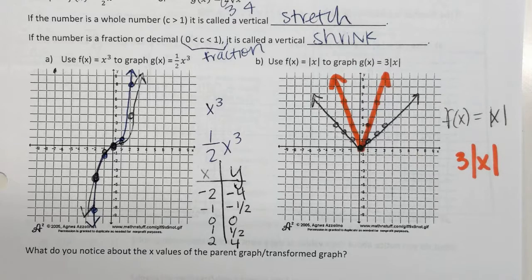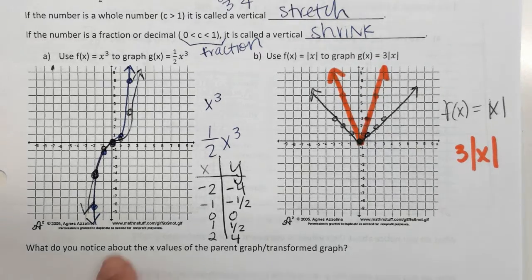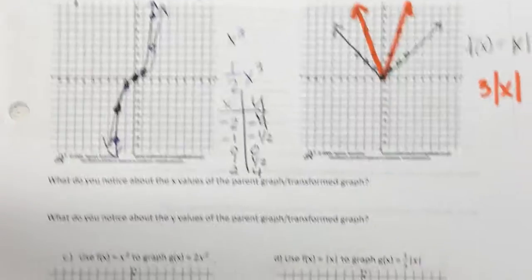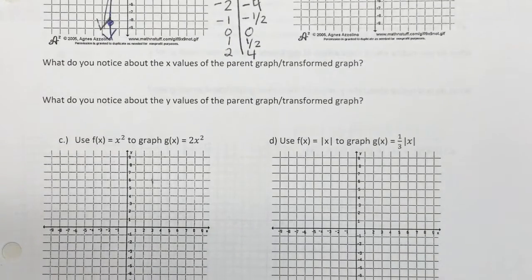I want you to do C and D with your group. We'll worry about these questions in just a minute. Do C and D with your group. So graph the parent function, then the transformed graph.